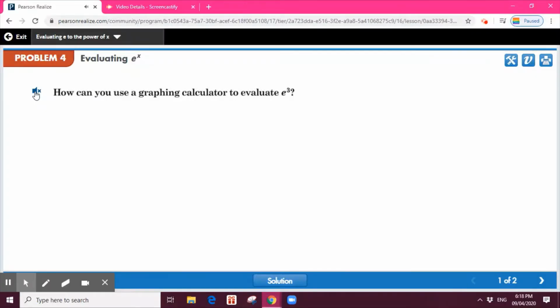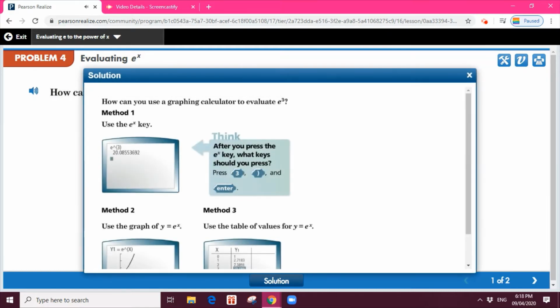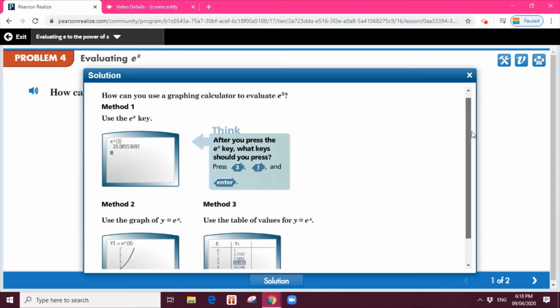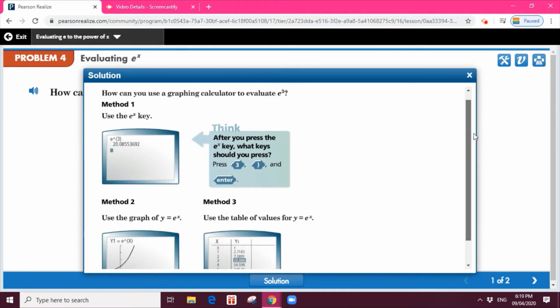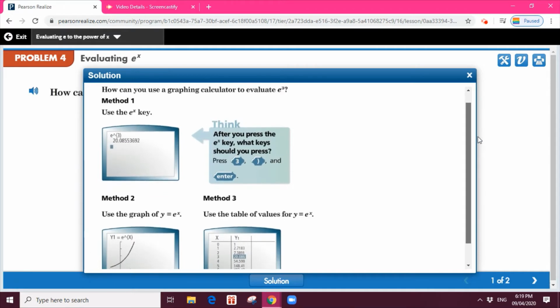In this problem, you will evaluate e to the x power. How can you use a graphing calculator to evaluate e cubed? We have three methods to answer this question. With the use of your graphing calculator, from method 1, you will use the key e to the x power. After you press the e to the x power key, what keys should you press?